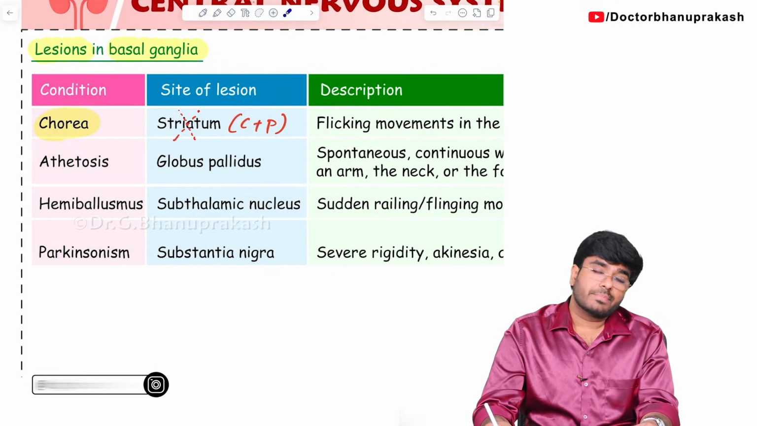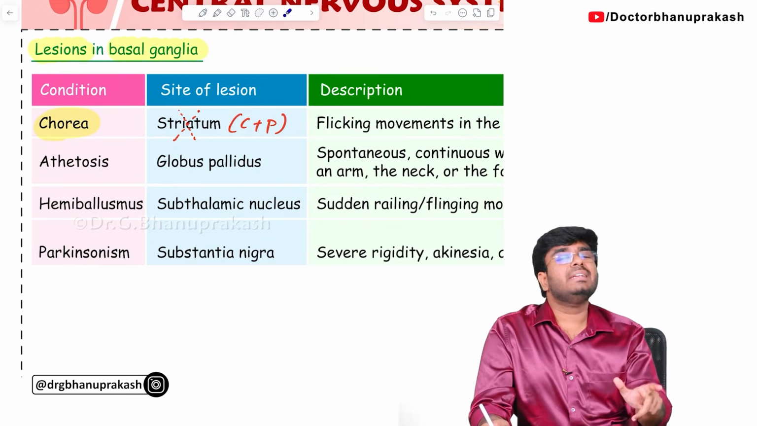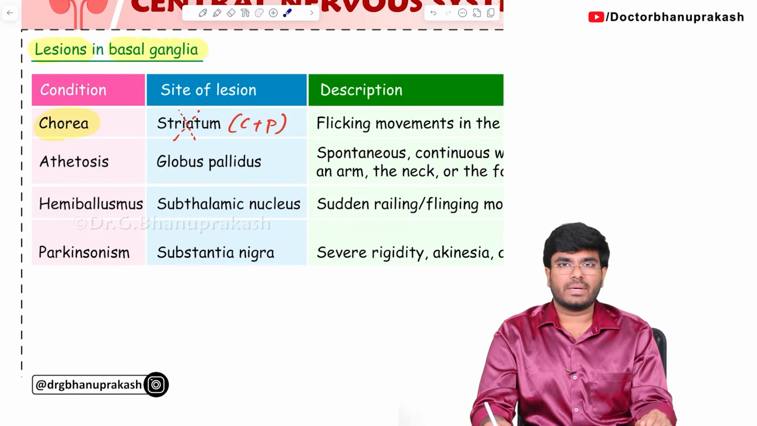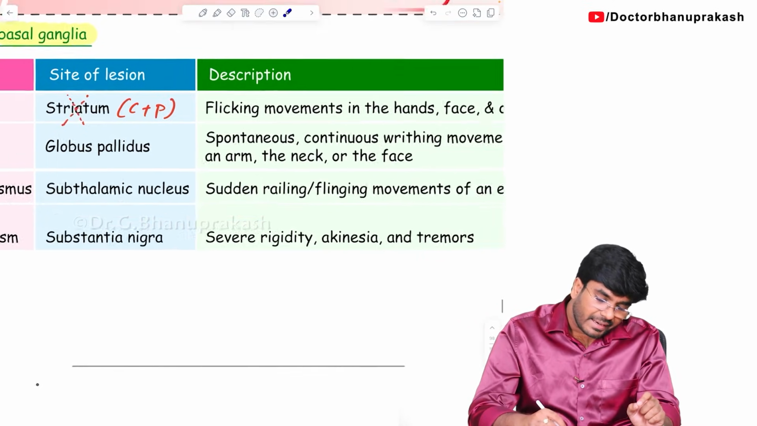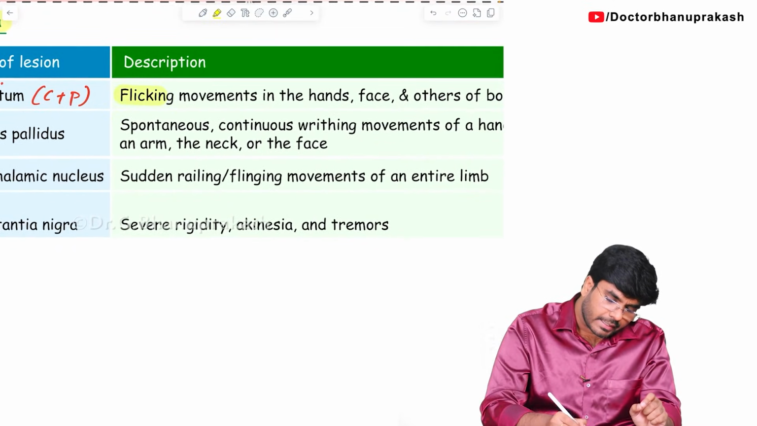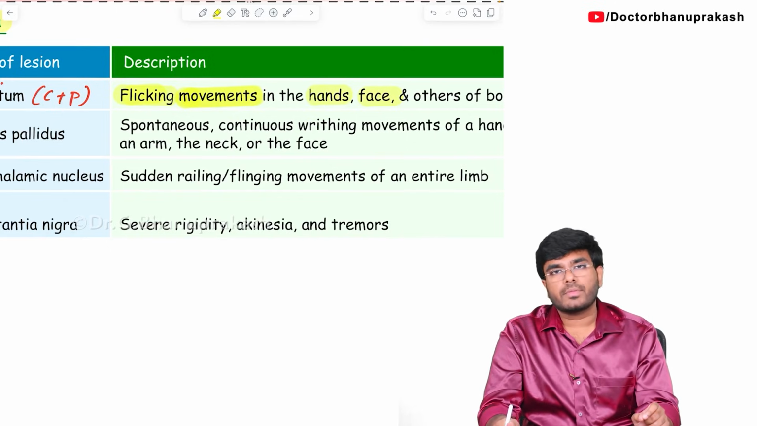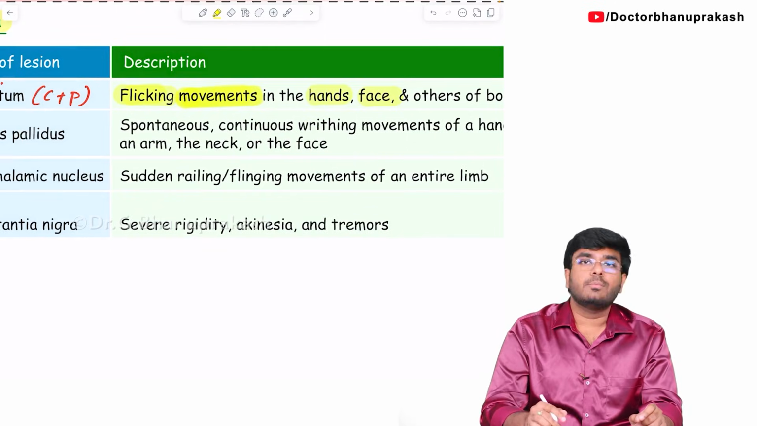Now they will ask in your exam, chorea is what kind of involuntary movement? It is flicking. The word is important. Flicking movements of hands, face and other parts of the body. The word is important, flicking movements.